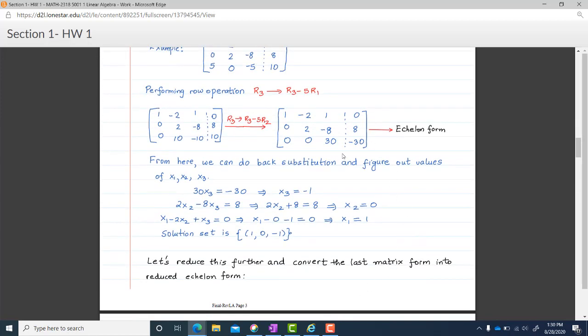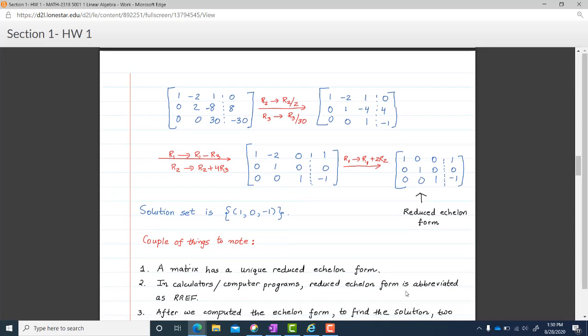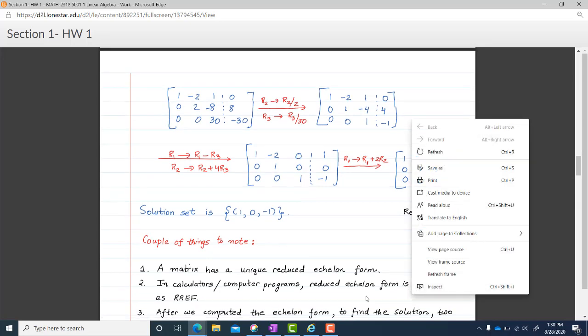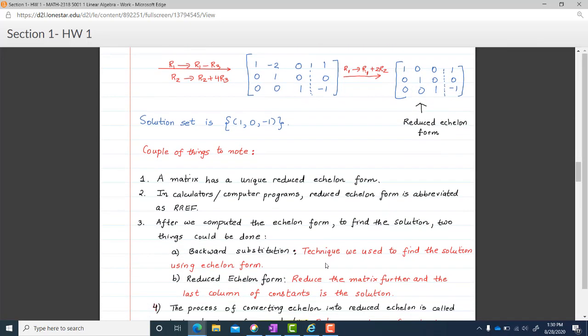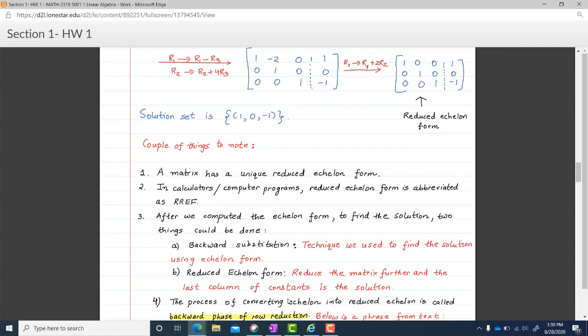Now in echelon form, we did certain calculations here, and that's called backward substitution. Whereas in the reduced echelon form, the last column is actually your solution. Couple of things to note: a matrix has a unique reduced echelon form. For calculators and computer programs, please look at my calculator usage video. It's posted in the content. On the calculator, it's denoted by RREF, row reduced echelon form.